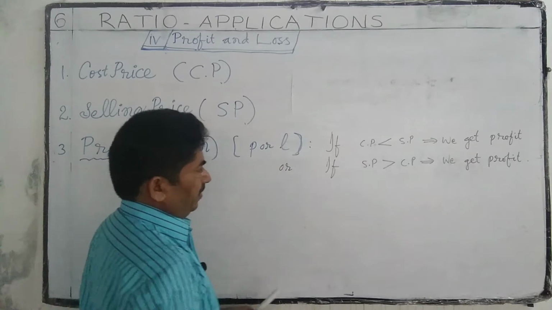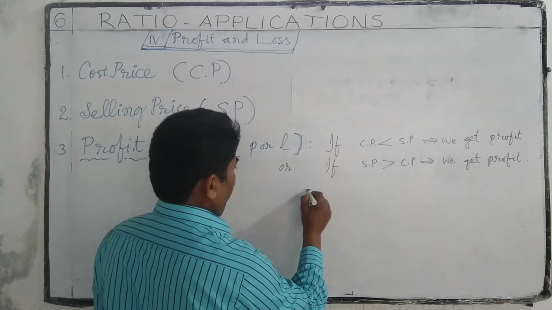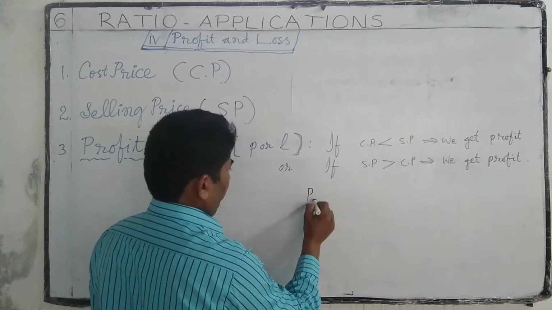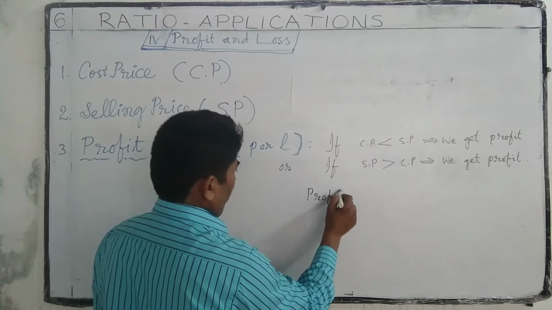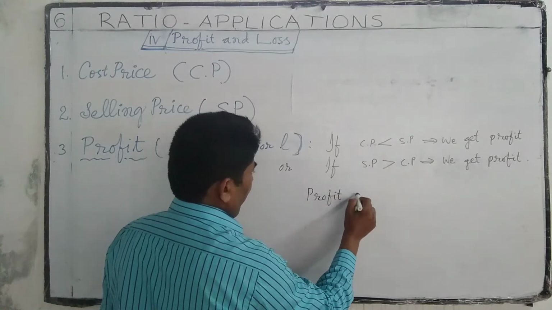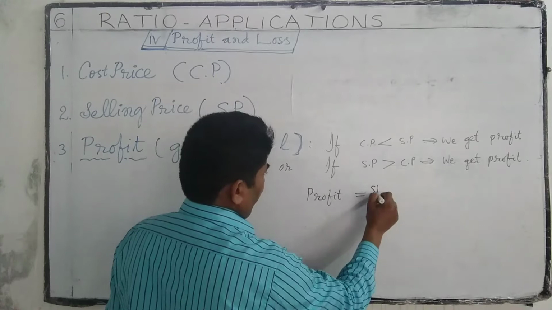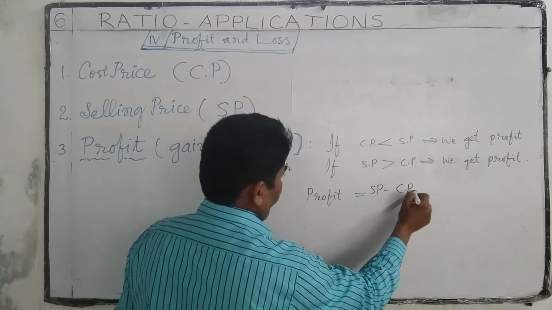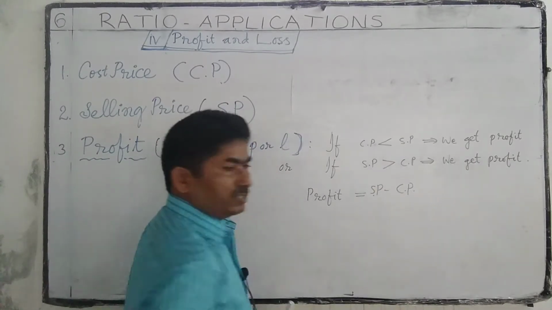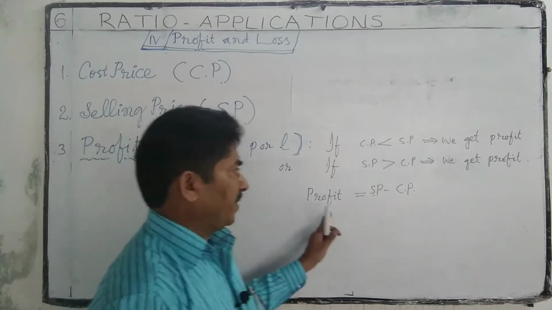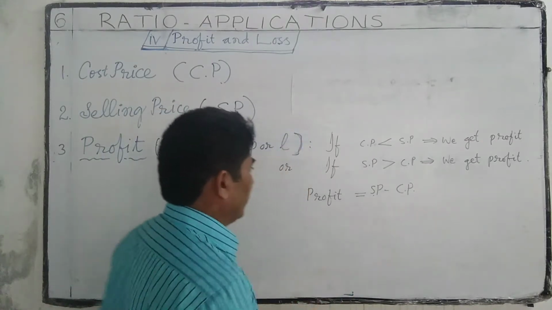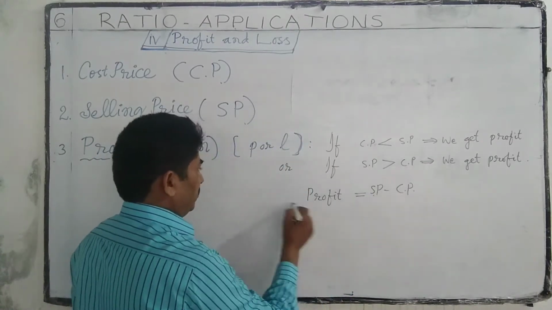Then we can find profit. Profit is equal to SP minus CP. To find the profit, we have to use this formula: selling price minus cost price.